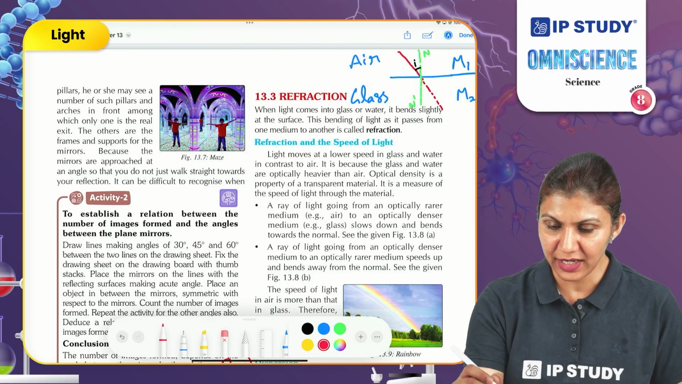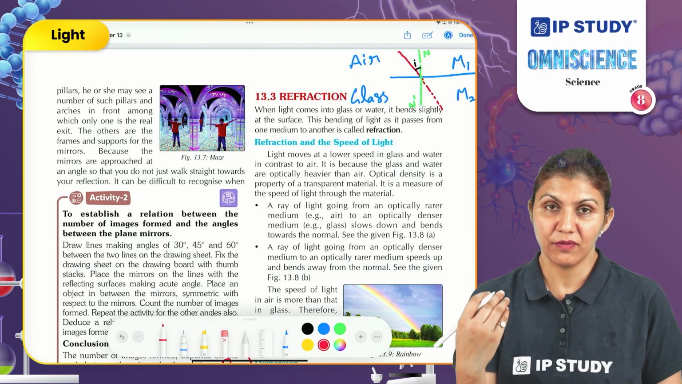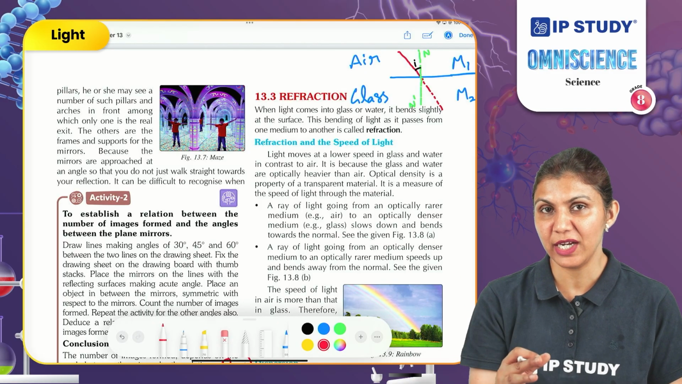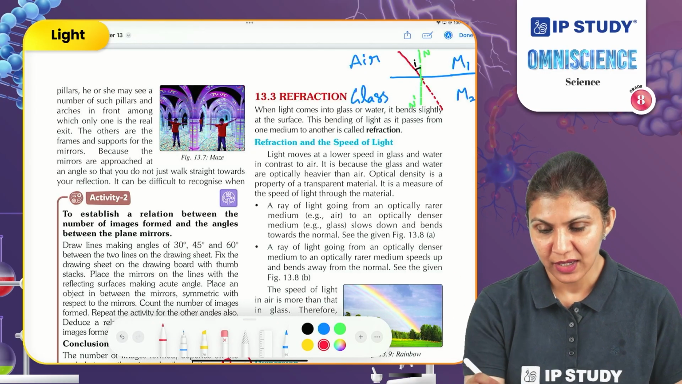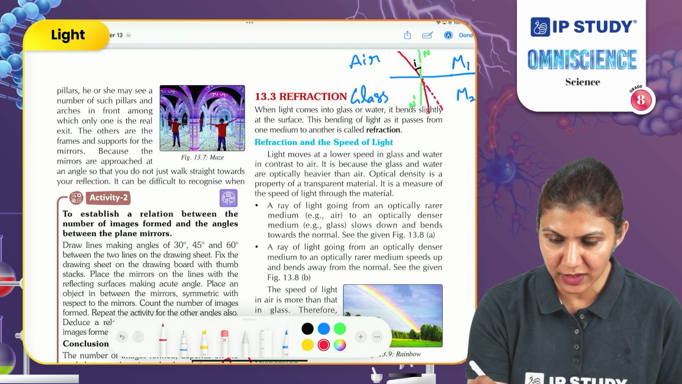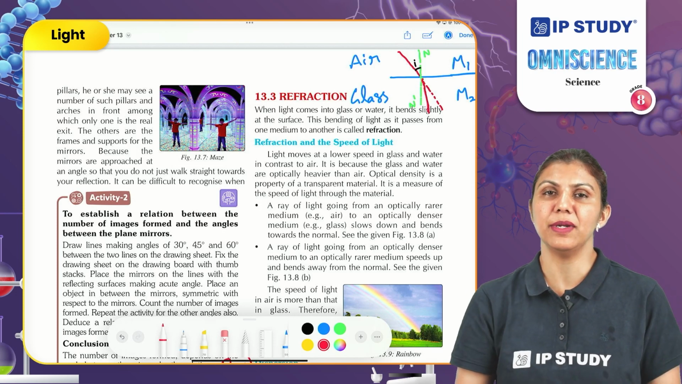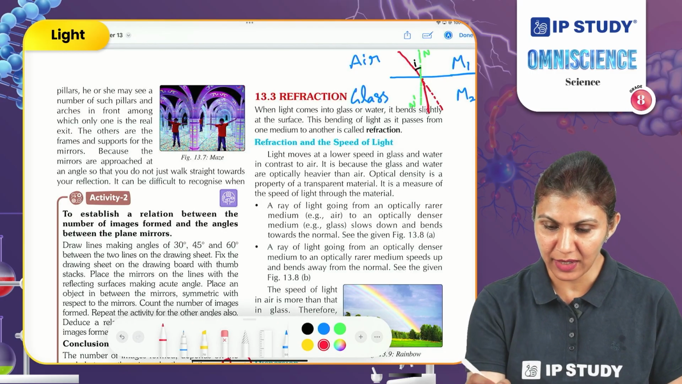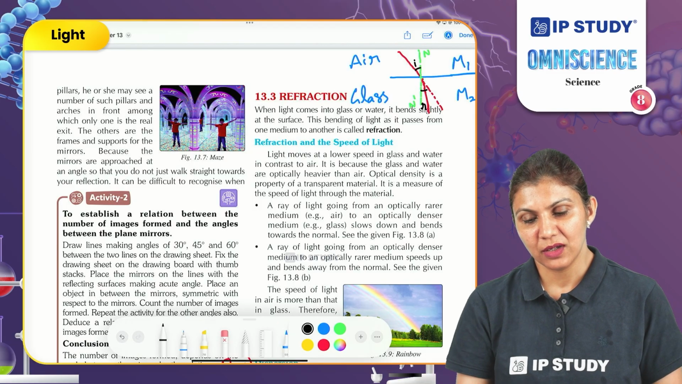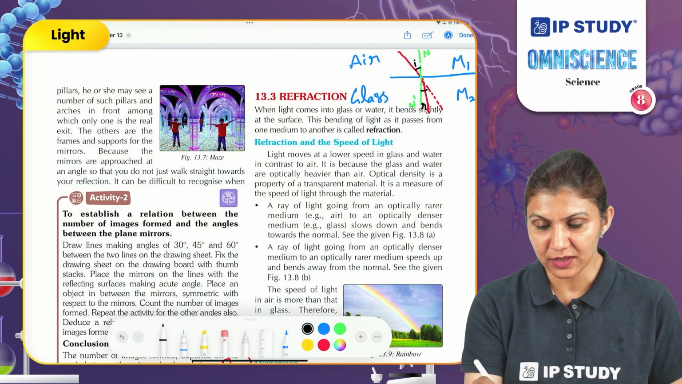The light ray will face some difficulty moving in the denser medium. So the speed of the light ray will be reduced. In such case, what will happen? The light ray will bend towards the normal in medium 2, and it will make another angle, which is the angle of refraction.